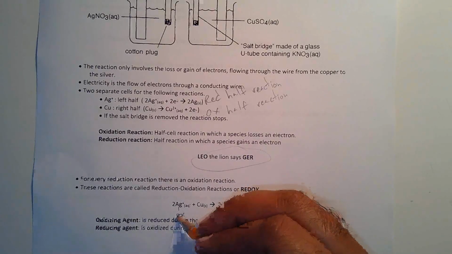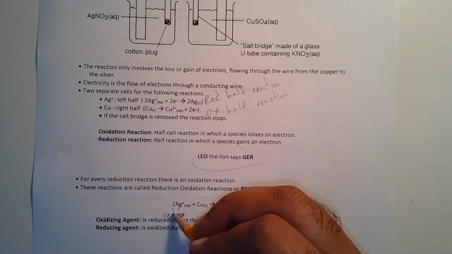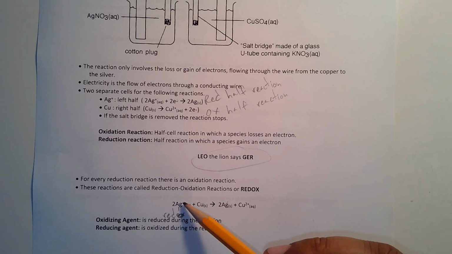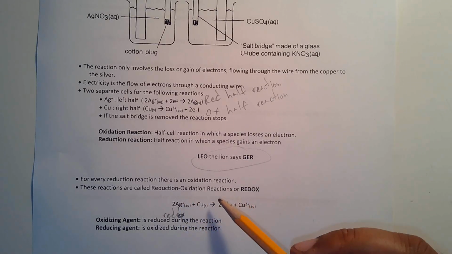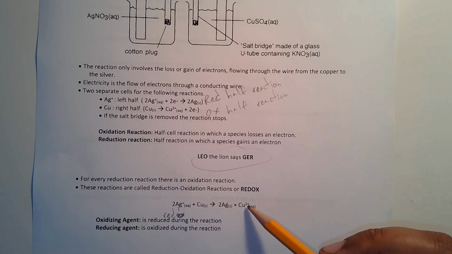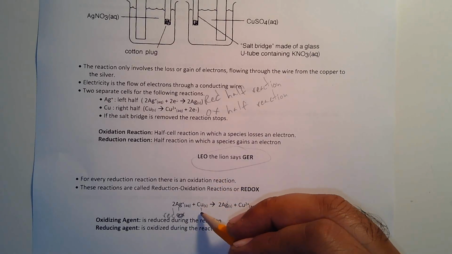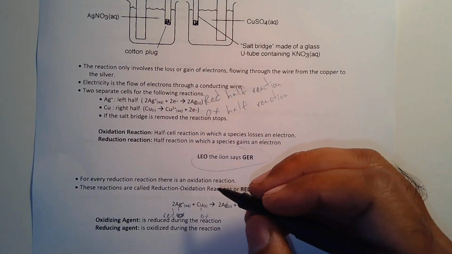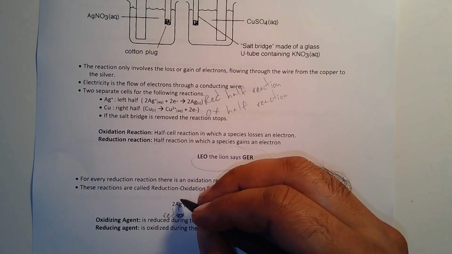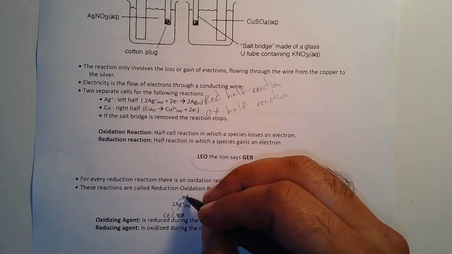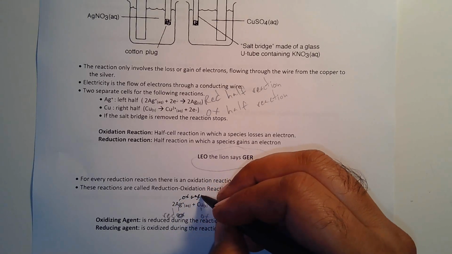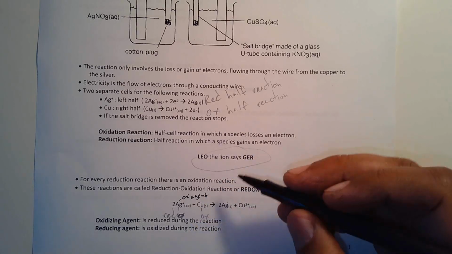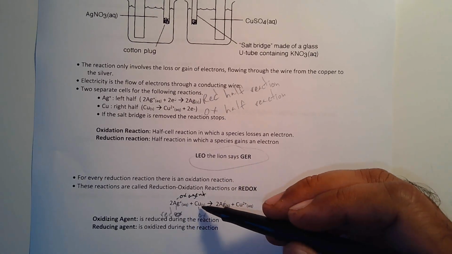Sorry, this is being reduced, because it's going from positive to 0. Copper is going from 0 to positive, so this is being oxidized. And the other way to look at this is the silver. We can call this the oxidizing agent, because it causes the copper metal to become oxidized.